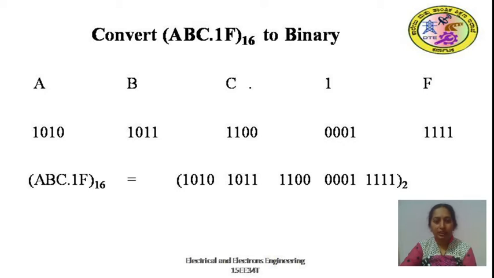B is 11 in decimal. It is represented as 1011. C is 12 in decimal. It is represented as 1100 in binary. Point, okay, point is not visible. Point 1 is written as 0001. F is written as 1111. So it is 1010, 1011, 1100. Point is not visible here. Point 0001, 1111. Okay.